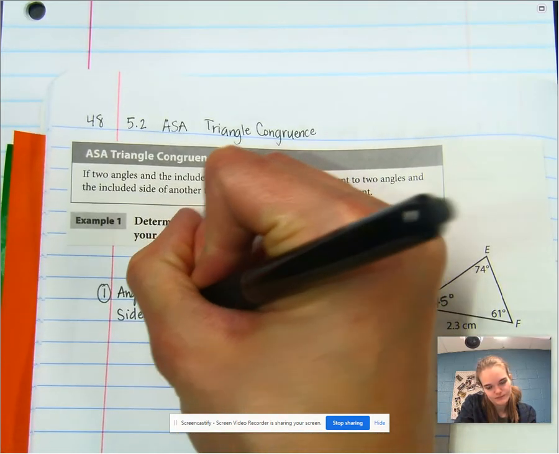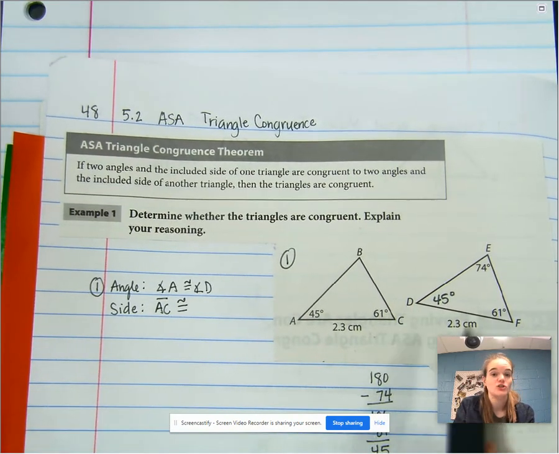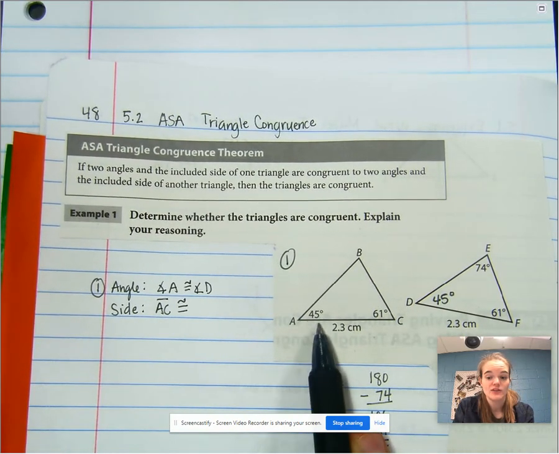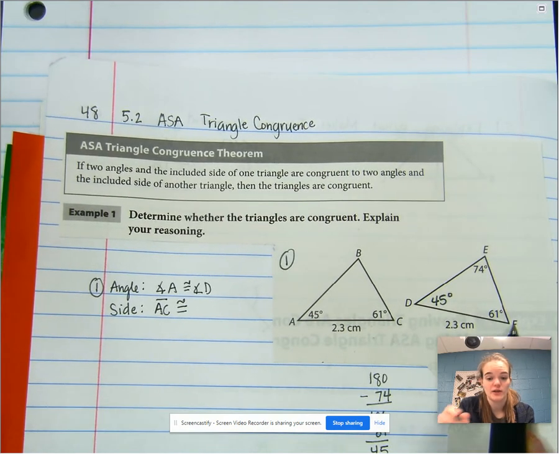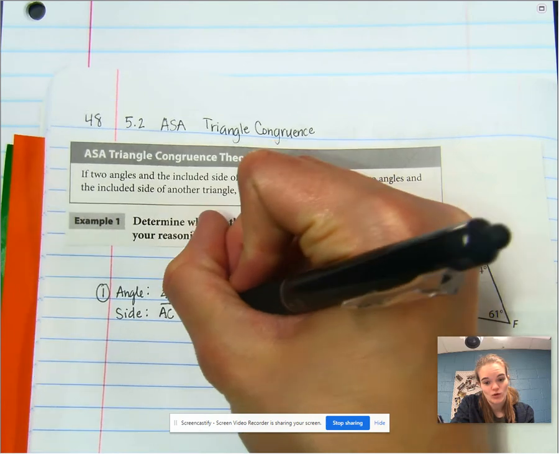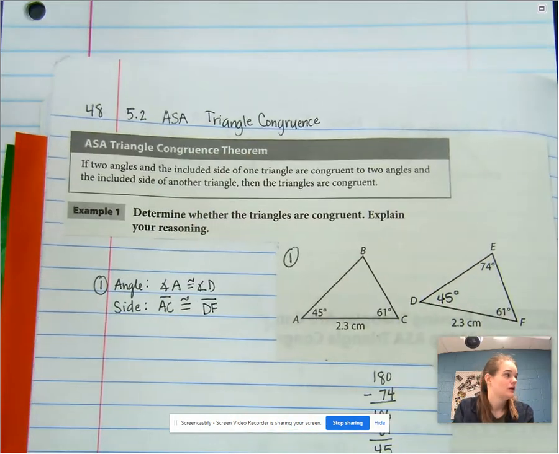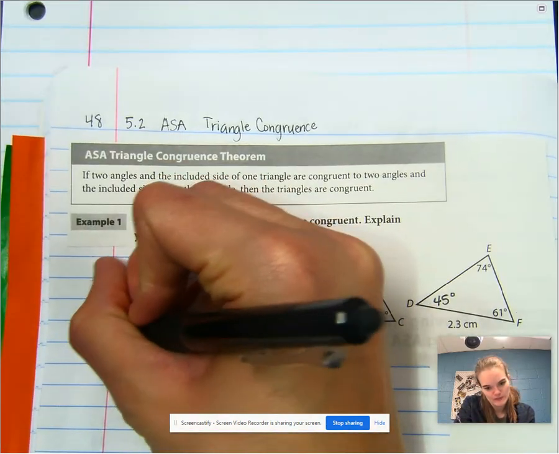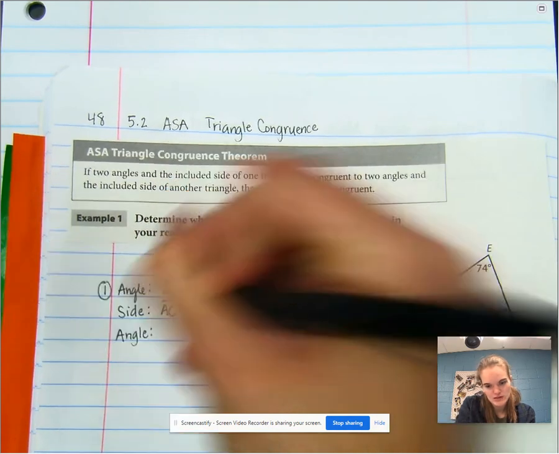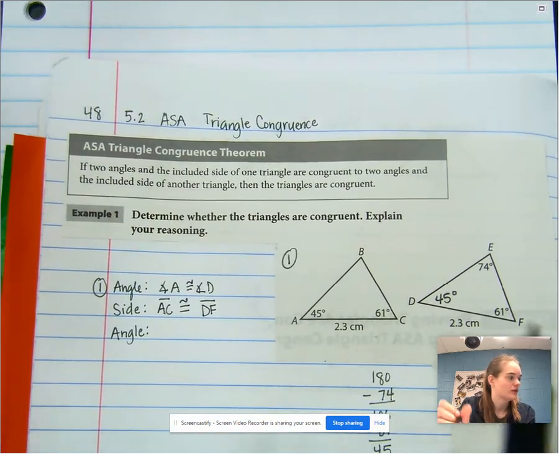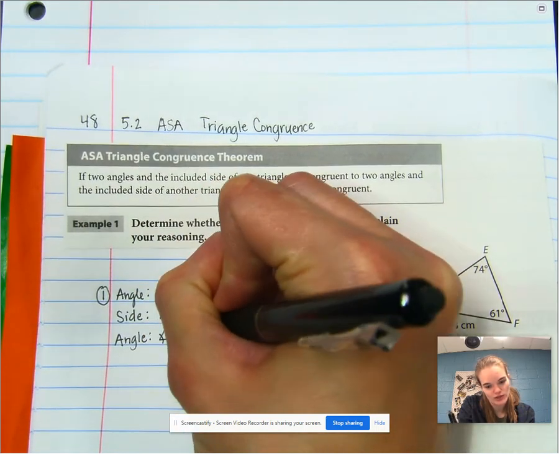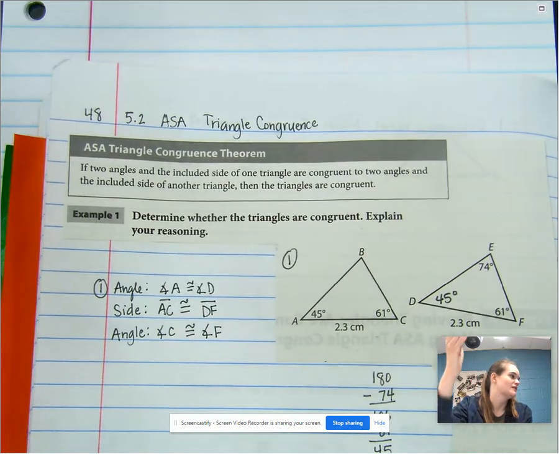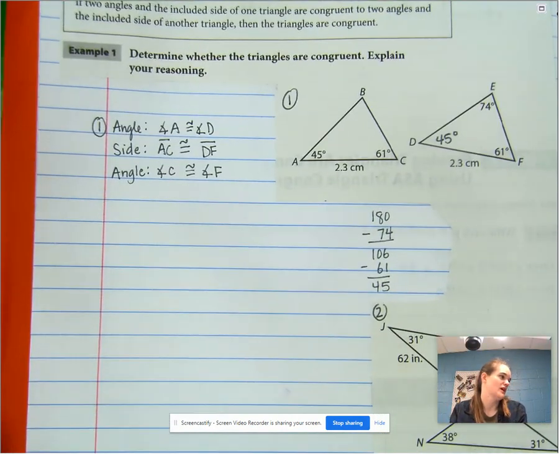AC is congruent to DF. Do you know how I know how to label them? A is 45, D is 45. C is 61, F is 61. So it's DF. Order matters. Okay, and another angle. C and F. And I only have to use one letter because they're separate triangles, like they're not connected. If they are somehow connected and have the same vertex or vertices, I do have to use 3 letters.